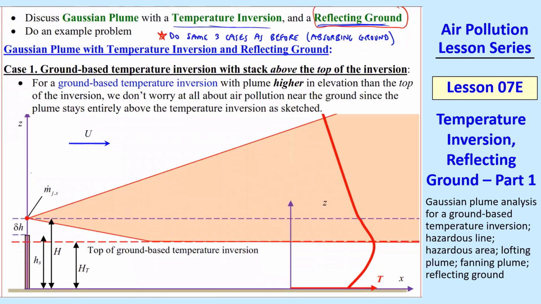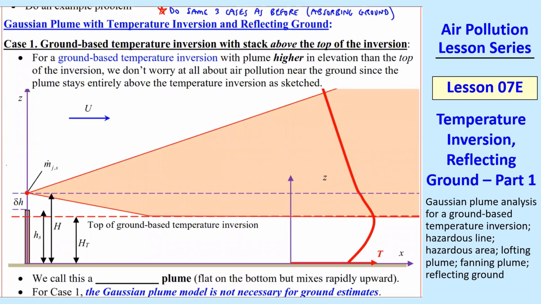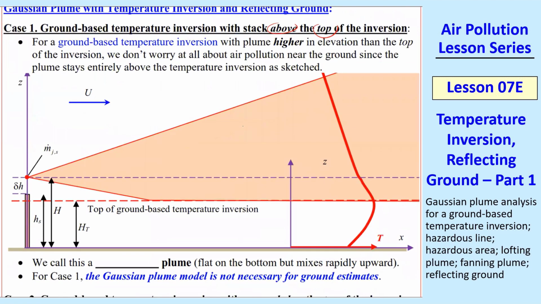So case 1 is a ground-based temperature inversion with the stack above the top of the inversion. This is the same case 1 we had before. The only difference is now we have a reflecting ground, so the plume is going to hit and then reflect above the temperature inversion. This is unstable, and in the temperature inversion here, it's stable, which we always color blue. So this is the inversion, and in this case we have H, this combined stack height, the stack plus the buoyancy, H is greater than HT.